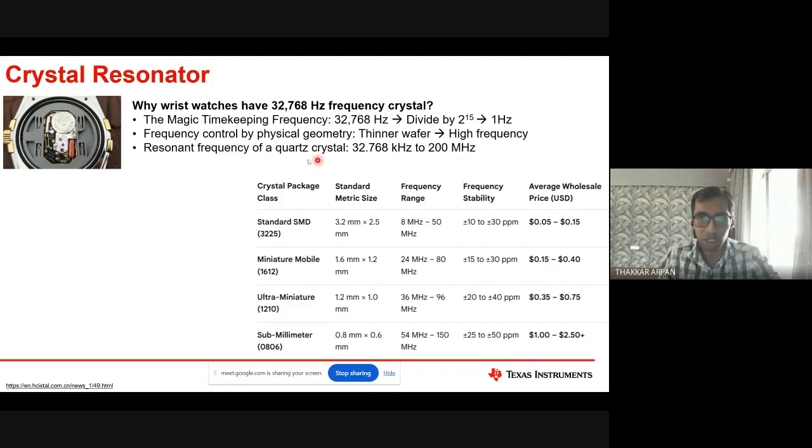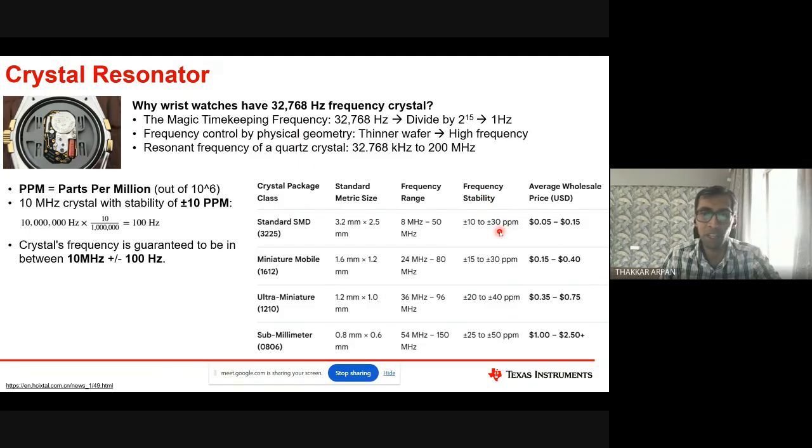Now let's see what crystals are available and what they usually do. You may see different packages. The example I have taken is an SMD crystal, a surface mount crystal. If you see the size, it is 3.2 mm by 2.5 mm. It has a frequency stability of 10 to 30 ppm. I will define what ppm is, but you imagine this.